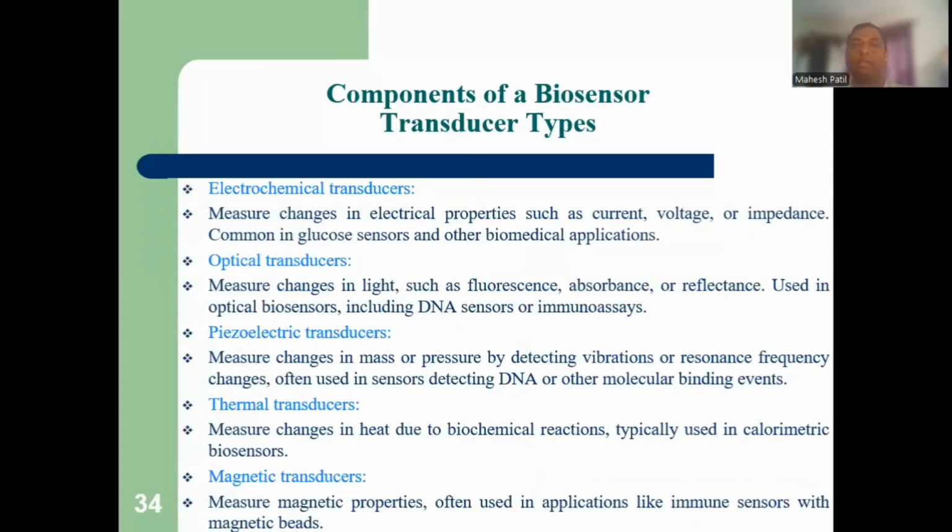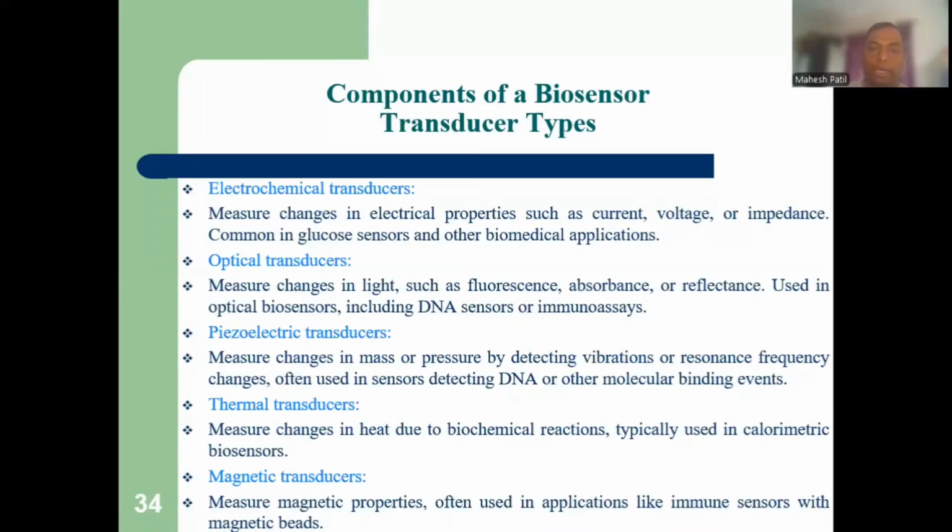These are the transducer types which we have already just discussed. Electrochemical transducers basically measure changes in electrical properties. Those electrical properties may be current, voltage, impedance. They are used in biomedical applications, for example glucose monitoring. We have optical transducers, which measure changes in light. We have already seen reflectance, absorption, fluorescence used in optical transducers.